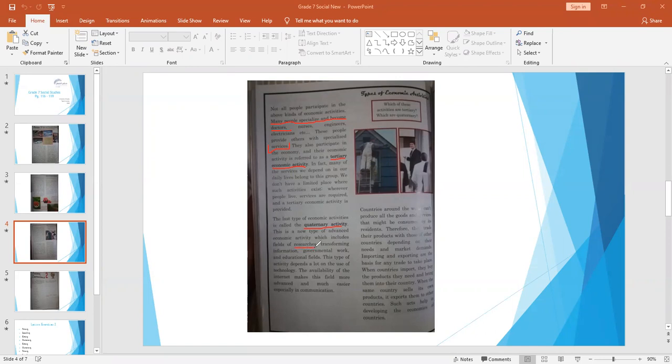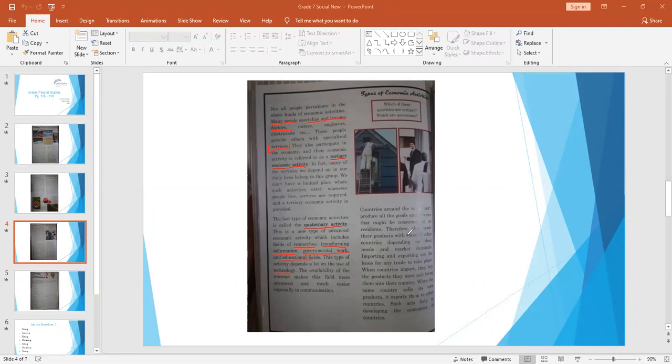So when people do research, transforming information, in other words, transforming it using the internet or changing it, and governmental work as well as educational fields, these are quaternary activities. This type of activity depends a lot on the use of technology. So quaternary activity has a lot to do with technology. Keyword: the availability of the internet makes this field more advanced and much easier, especially in communication. Last paragraph. Countries around the world can't produce all the goods and services that might be consumed by its residents.